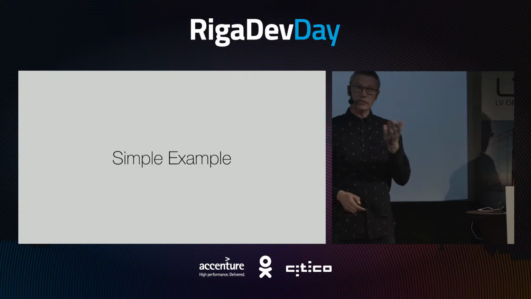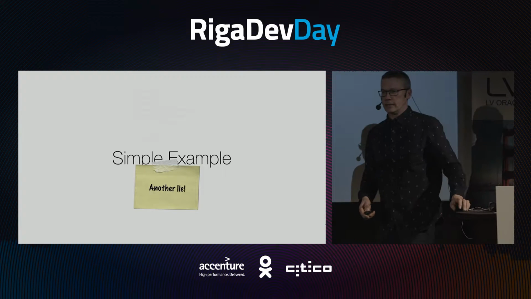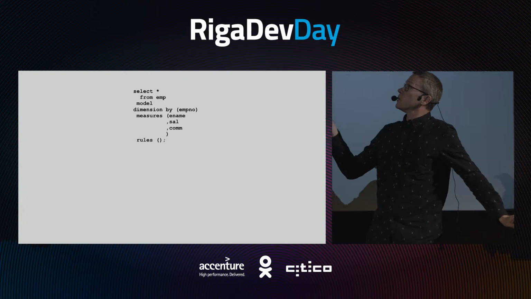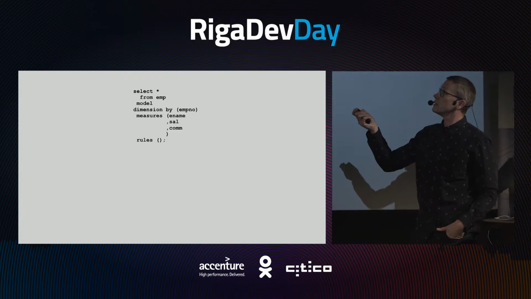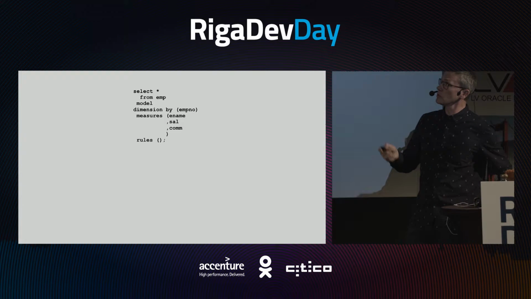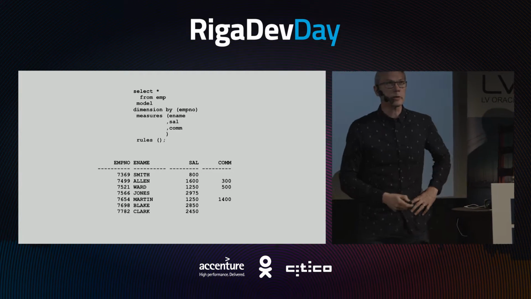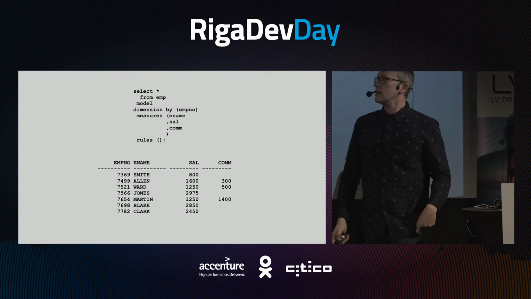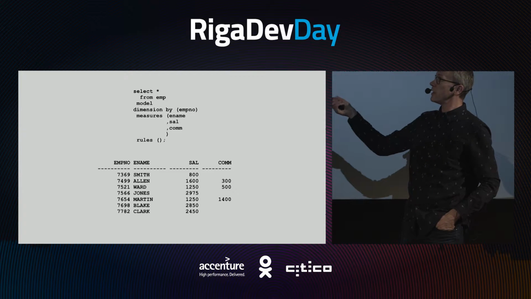Okay, the rules are what makes these model expressions really interesting. Okay, so we'll start with a simple example, which, by the way, is another lie. So select from emp, use the model. The dimension is on the emp no, and the measures e-name, salary, and commission. No rules, so we get all the data. I'm just showing a subset here so people in the back can read as well. So why do we only see emp no, e-name, sal, and commission?